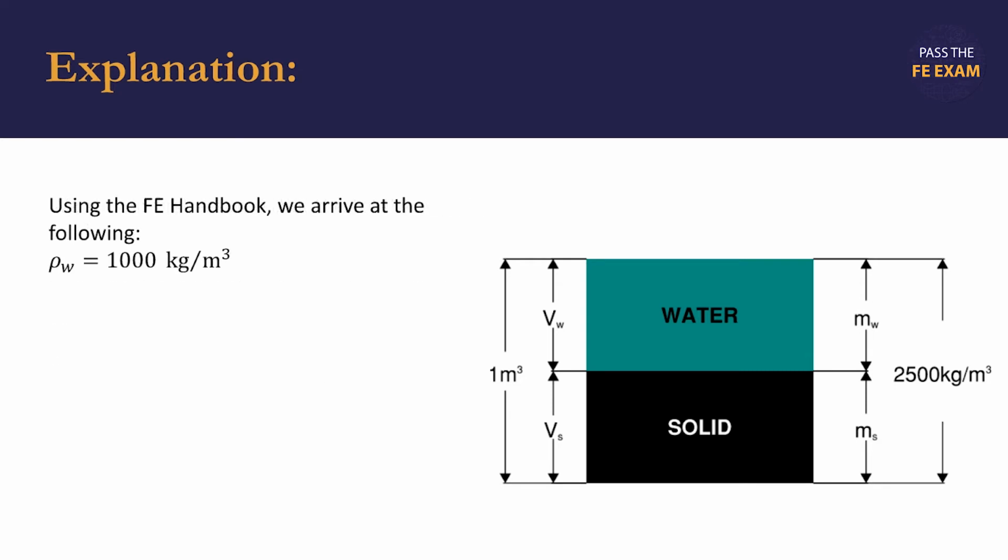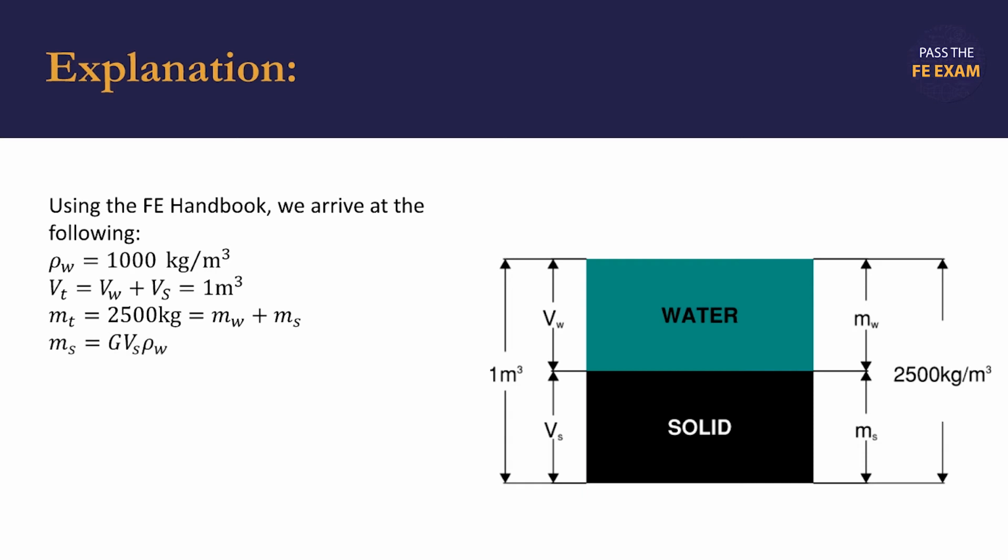Using the FE handbook, we can obtain the following values and relationships. The density of water, rho sub W, is 1,000 kilograms per cubic meter. The volume of the sample, V sub T, is the sum of the parts V sub W for the water and V sub S for the solid. As noted a few moments ago, we're assuming our sample to be 1 cubic meter. The mass of the sample, M sub T, is the sum of the mass of the solid, M sub S, and the mass of the water, M sub W. This sum is 2,500 kilograms.